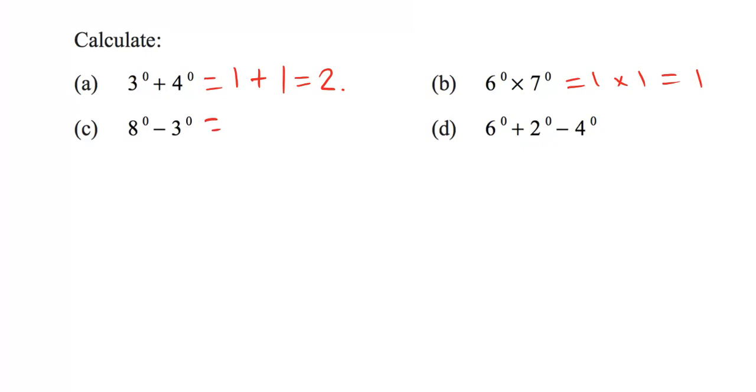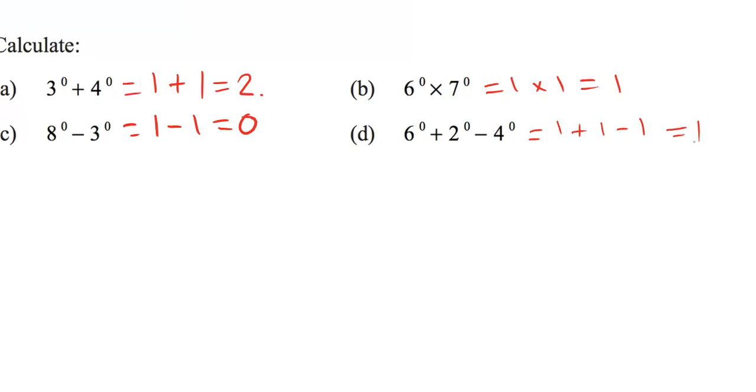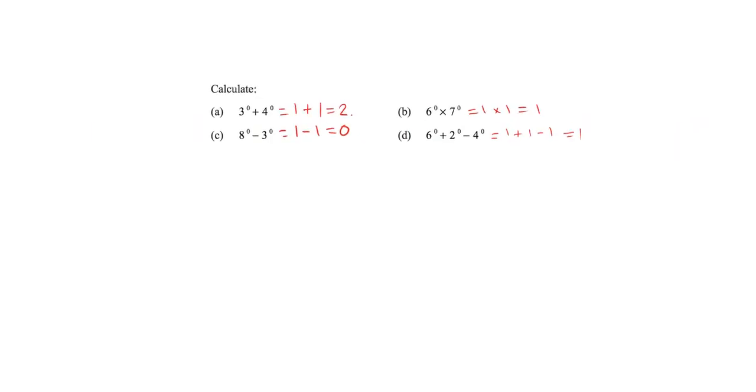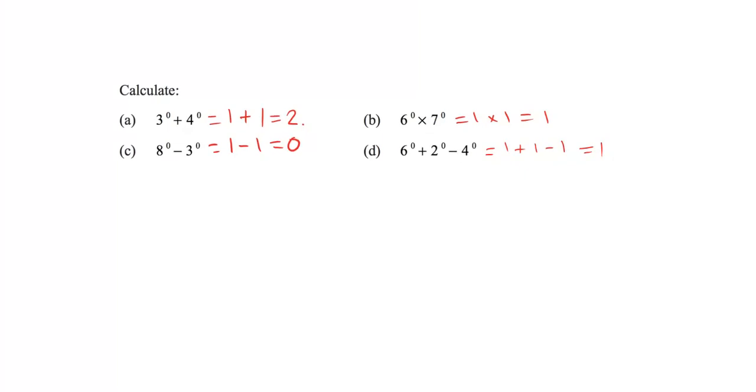Again, 8 to the 0 minus 3 to the 0. 1 minus 1 is 0. And in this example here, we've got 1 plus 1 minus 1. It's just going to be 1. Hopefully that's helped you to understand some exponent laws and that anything to the power of 0 is always 1.